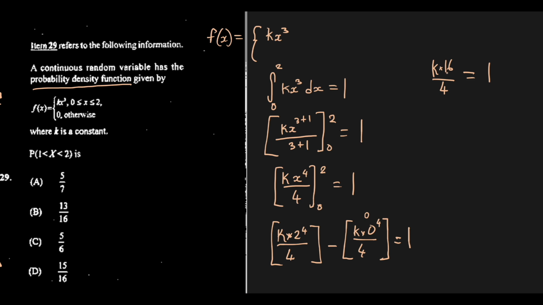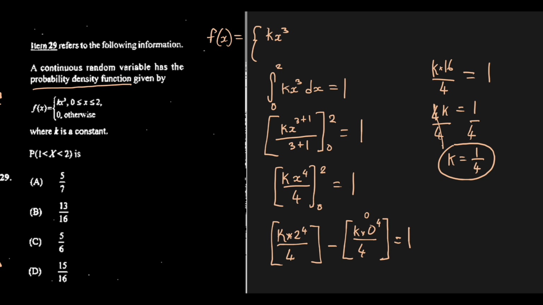Now I can simplify this and say 16 divided by 4 is 4. So then I'll basically be left with 4k is equal to 1. Now I could divide both sides by 4. Now I'll be left with k is equal to 1 over 4. So I know what the value of k is now. The value of k is 1 over 4.